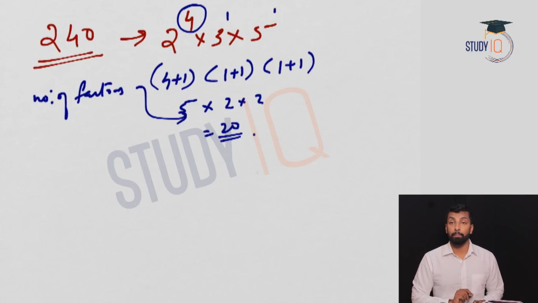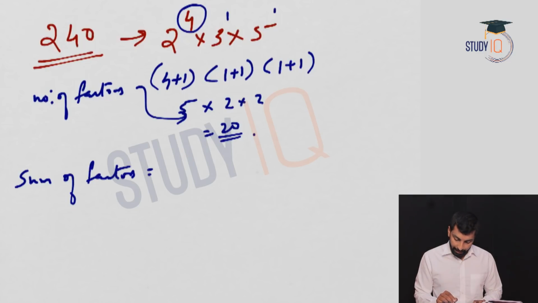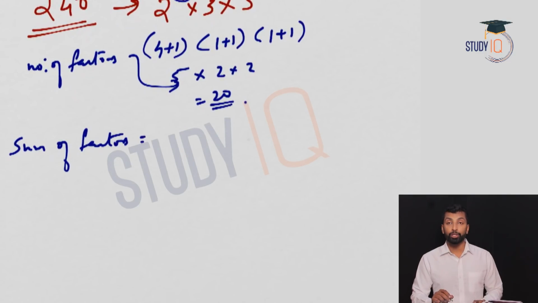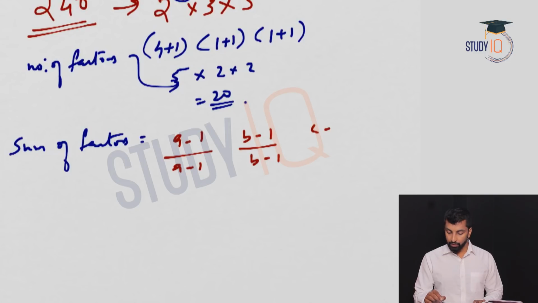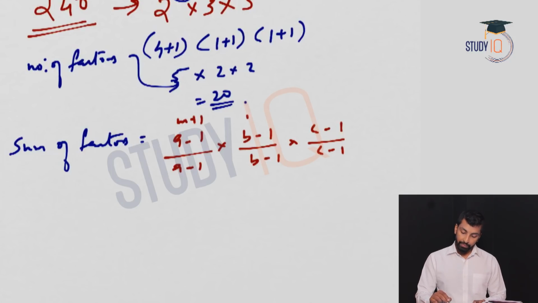Now what about sum of factors? You need to be a little careful here. Sum of factors. So I told you, you should not forget it. A raised to (M plus 1) minus 1 by A minus 1, B raised to (N plus 1) minus 1 by B minus 1, C raised to (P plus 1) minus 1 by C minus 1. So you'll not forget it. All these are multiplication. And this is M plus 1, N plus 1, if you want P plus 1.